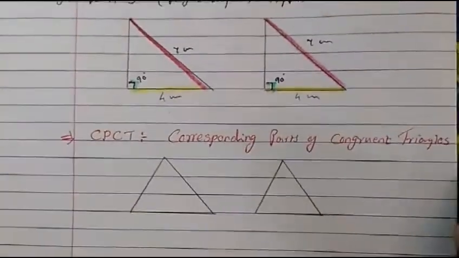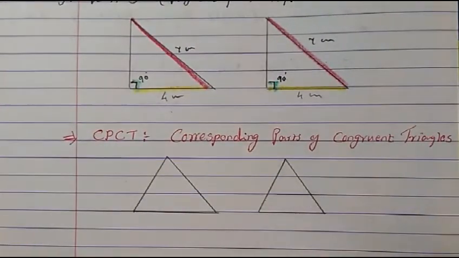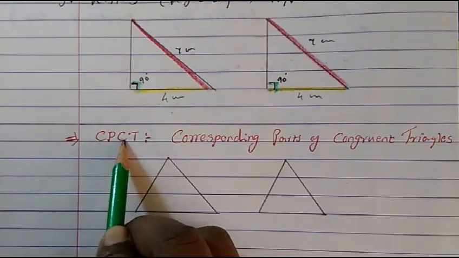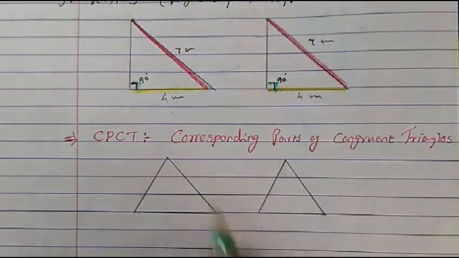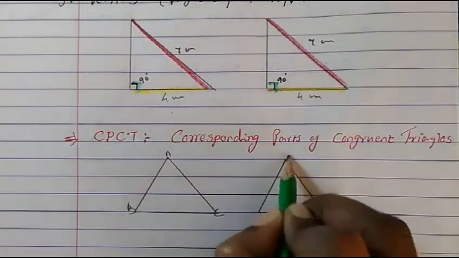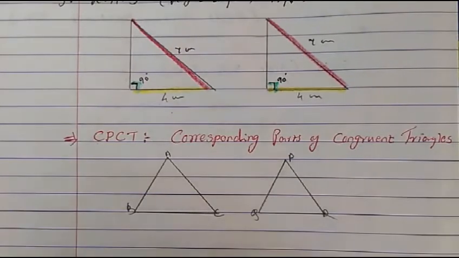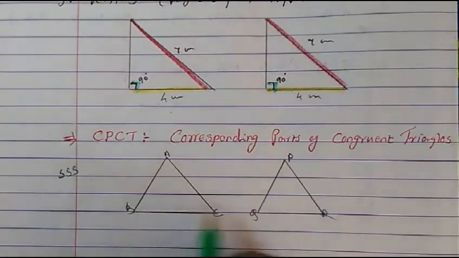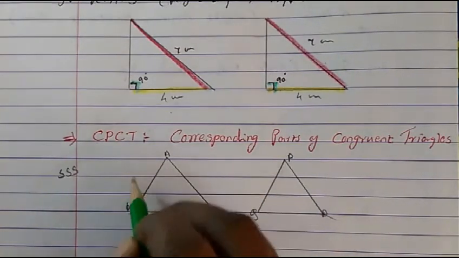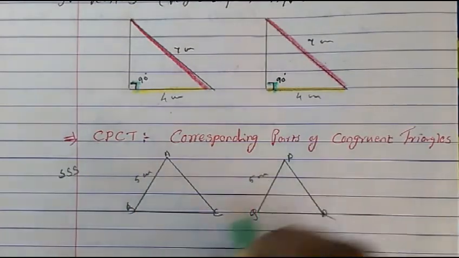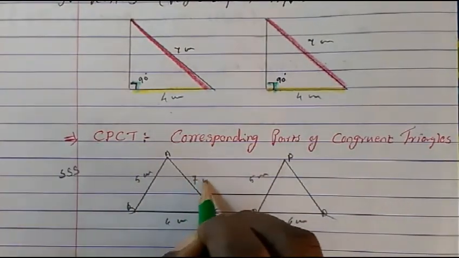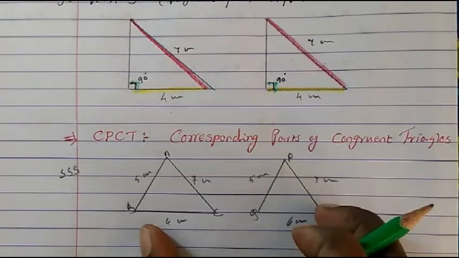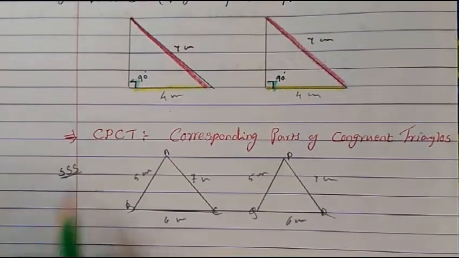Then one more concept you have to know, that is called CPCT. What is the meaning of CPCT? CPCT means corresponding parts of congruent triangles. For example, if I tell you triangles ABC and PQR are same to same by the side condition: if this is 5, this is also 5; 6 means here also 6; 7 means here also 7. So all 3 sides are same. Then I say that these 2 triangles are congruent by the SSS criterion.